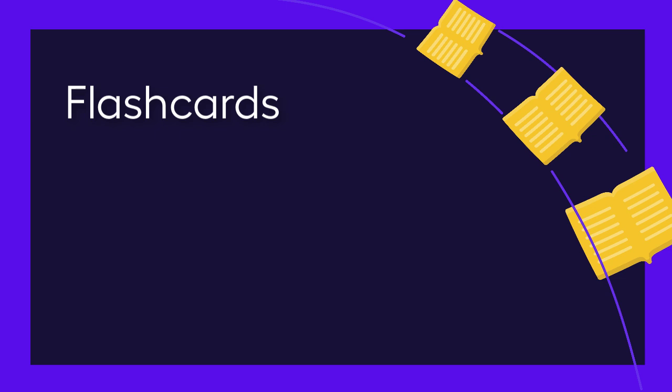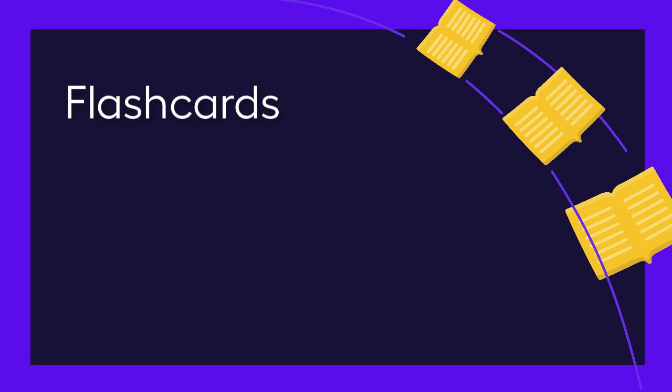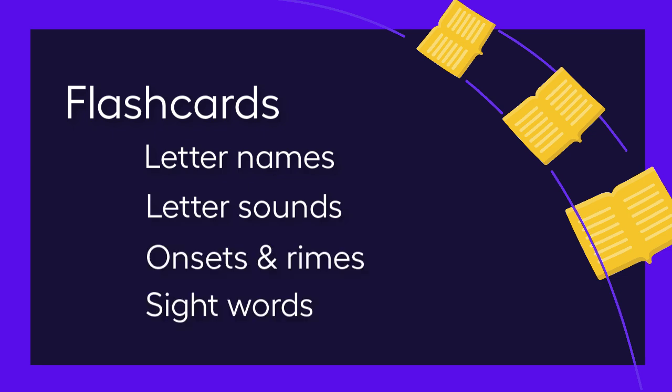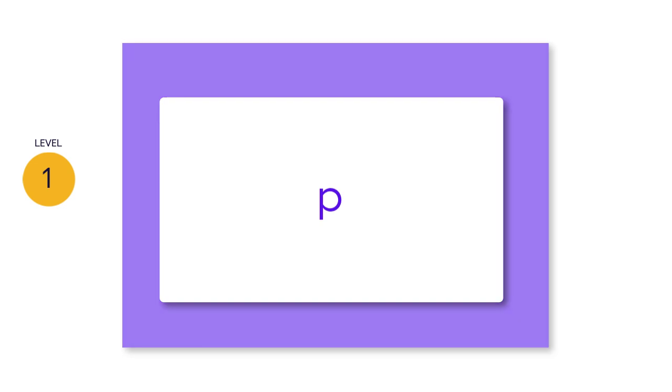This is a great way for your student to practice their decoding and sight word skills and prepare for the reading session. The platform divides flashcards into letter names, letter sounds, onsets and rhymes, and sight words. Letter names provide practice with letter recognition. In this Level 1 activity, students will identify letter names.